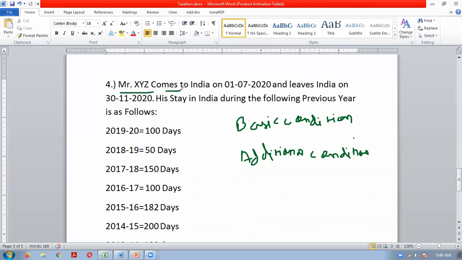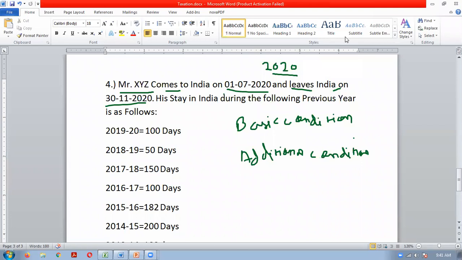Mr. XYZ comes to India on 1st July 2020 and leaves India on 30 November 2020. So he is coming on 1st July 2020 and going back on 30 November 2020. So this is the relevant previous year. Our relevant previous year will be 2021. All other previous years will be preceding previous years. We have already understood what the relevant previous year and the preceding previous year are. So July and November fall under the relevant previous year 2021.